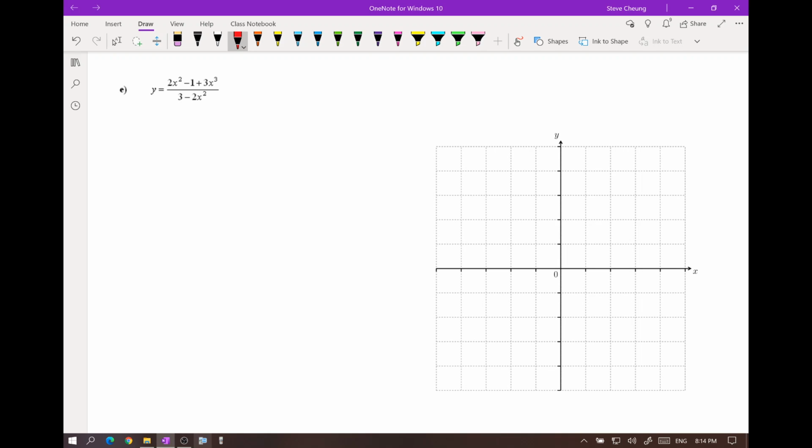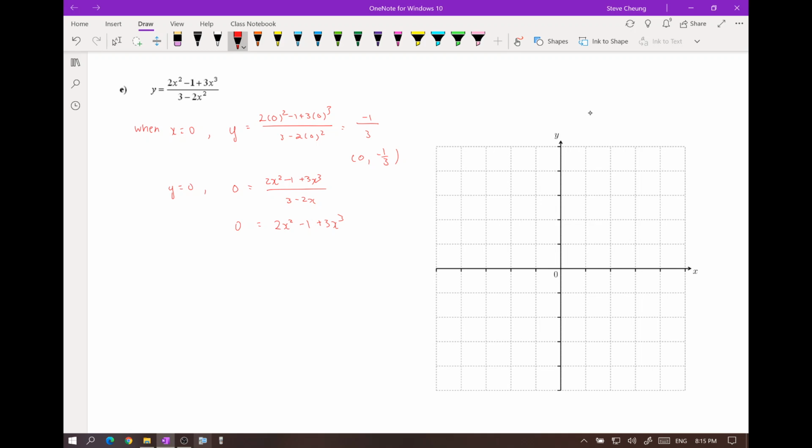All right. Now E is a challenging one. So we go through the same process to find the y-intercept. You let x equal to 0. So this would just be -1 on the top and 3 on the bottom. So we have this as our y-intercept. X-intercept. So you're just setting the denominator equals to 0.